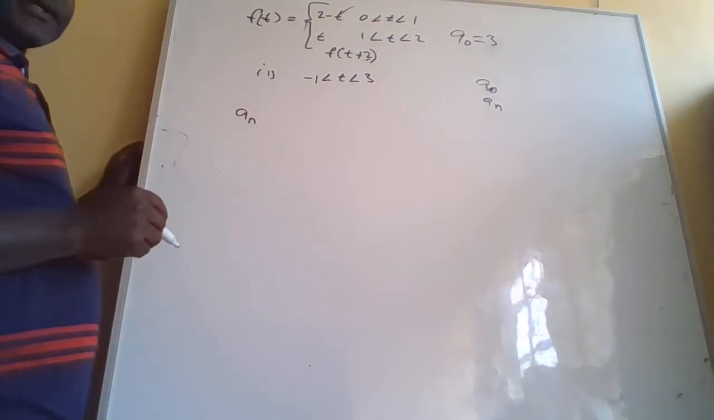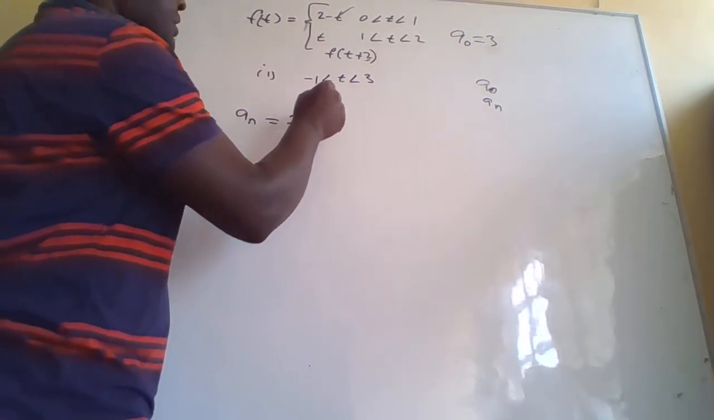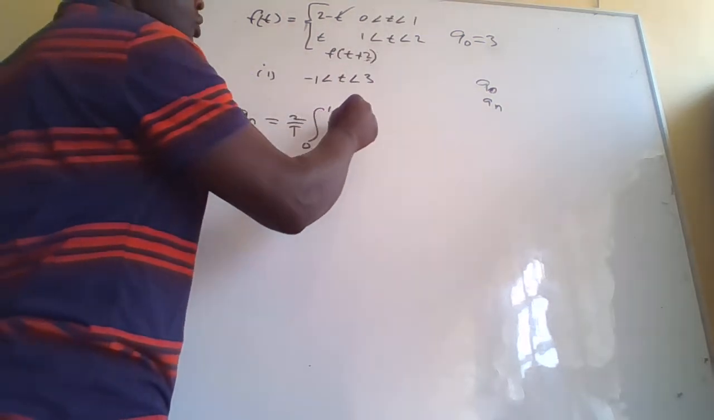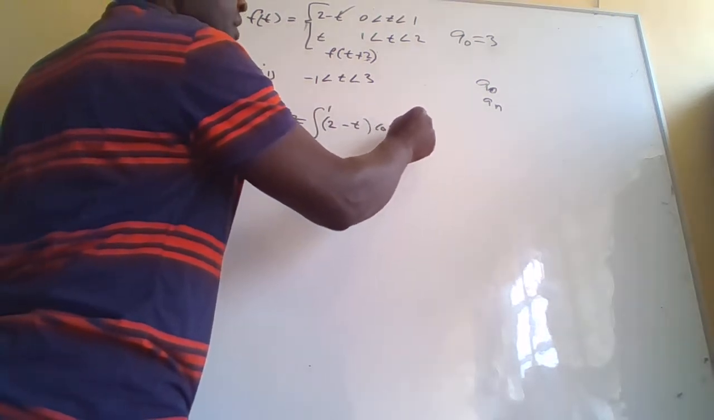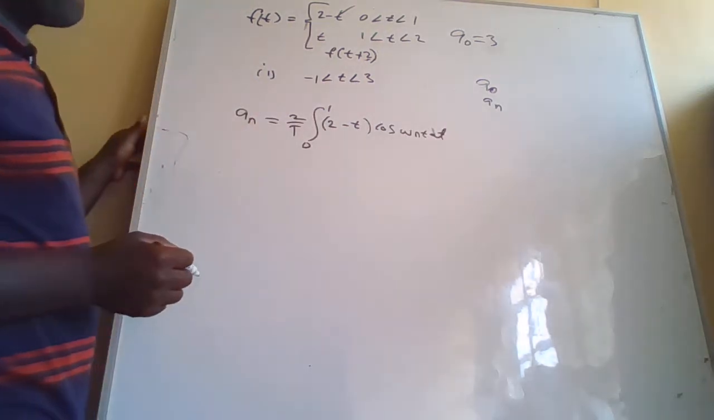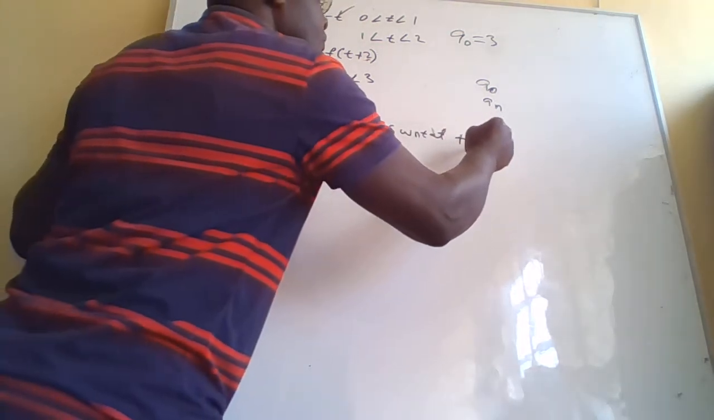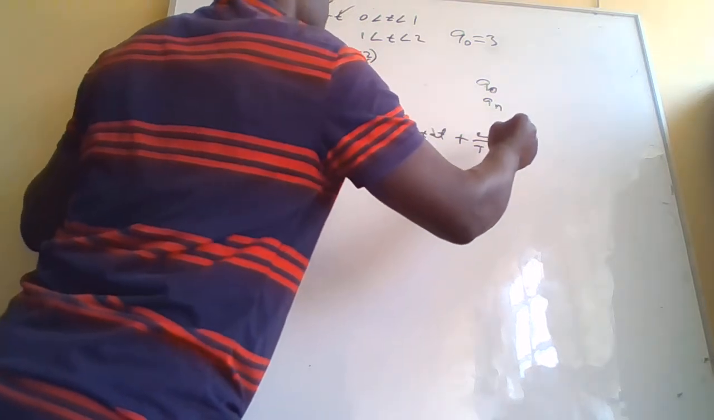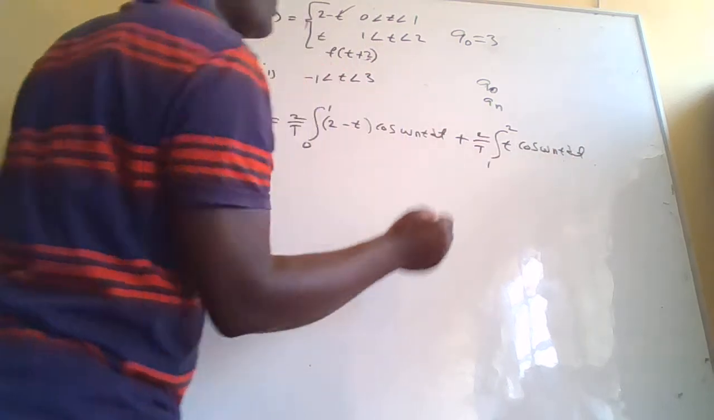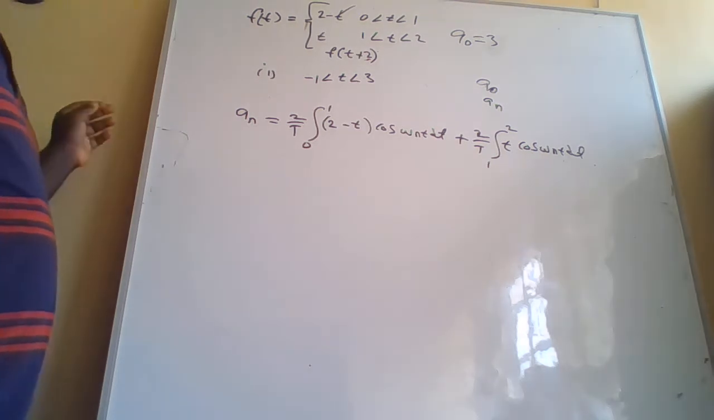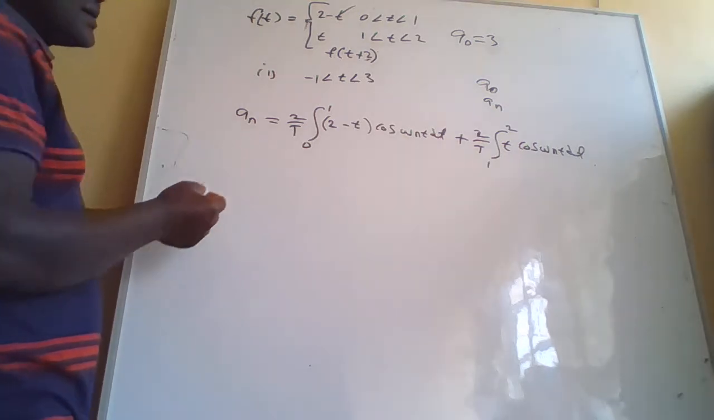Now, our a_n equals 2 over T, then integrating from 0 to 1, (2 − t) cos(ω_n t) dt, plus the second integral, like that. We are getting the constant a_n.